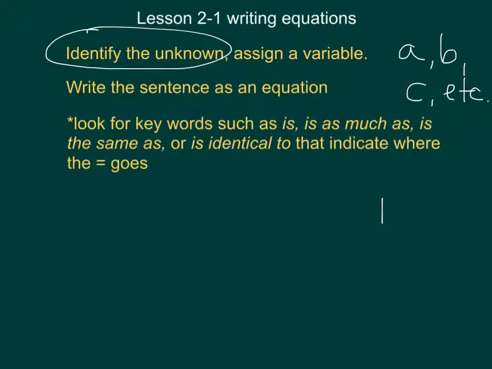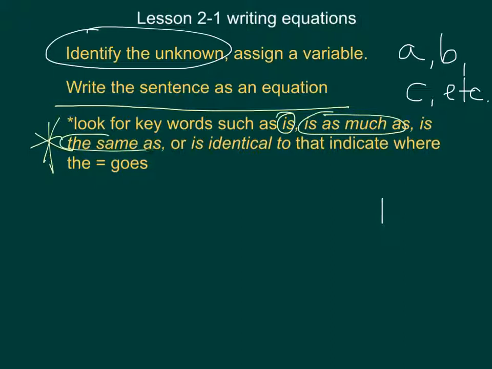Next, you want to write the sentence as an equation. So you want to write out whatever is happening using the numbers, identifying words that are important that tell you what operation is being used, and then lastly, you want to look for those key words, things such as is, or is as much as, or is the same as, or is identical to. Those tell you where an equal sign goes. So usually you're able to identify the variable, the operation, but sometimes it can be a little bit trickier to identify the equal sign.